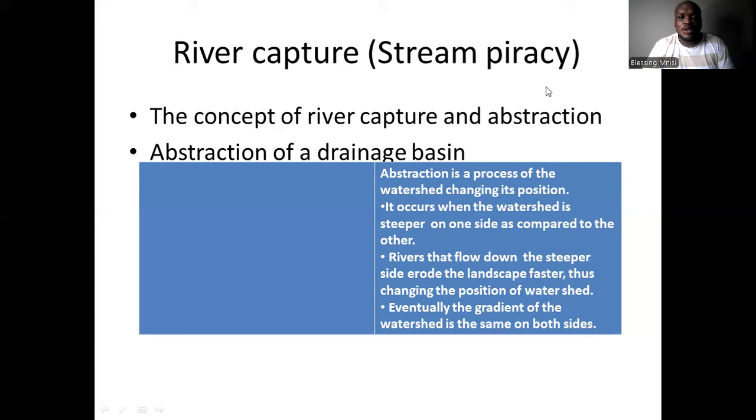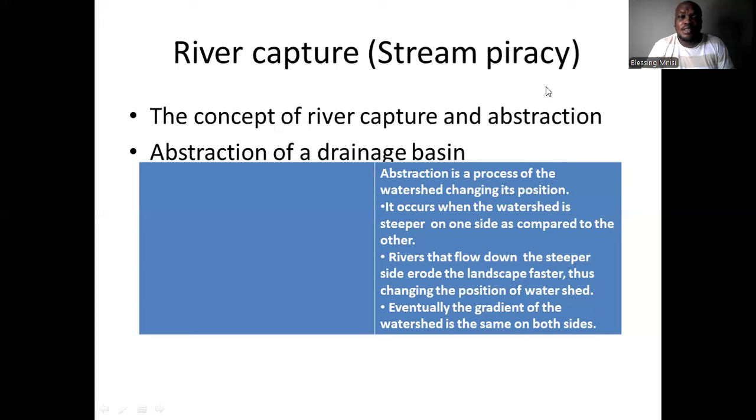Then in today's lesson, we are going to discuss river capture or stream piracy. Before I discuss the concept of river capture or stream piracy, I want us to look at the concept of abstraction of a drainage basin, because it's important to understand that. Let us start by discussing the concept of abstraction of a river basin.